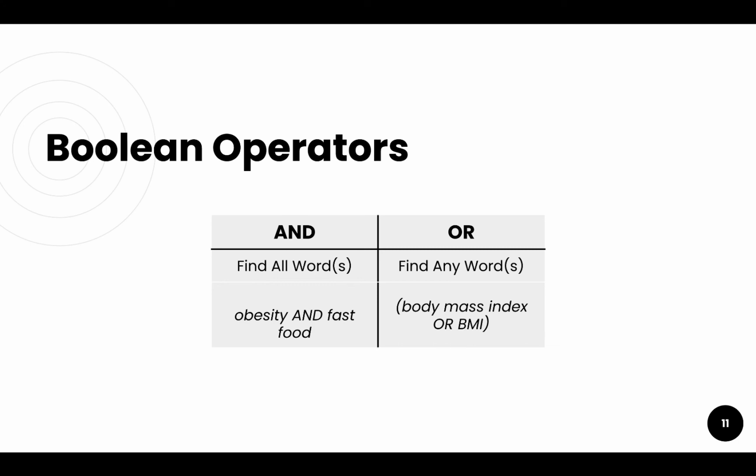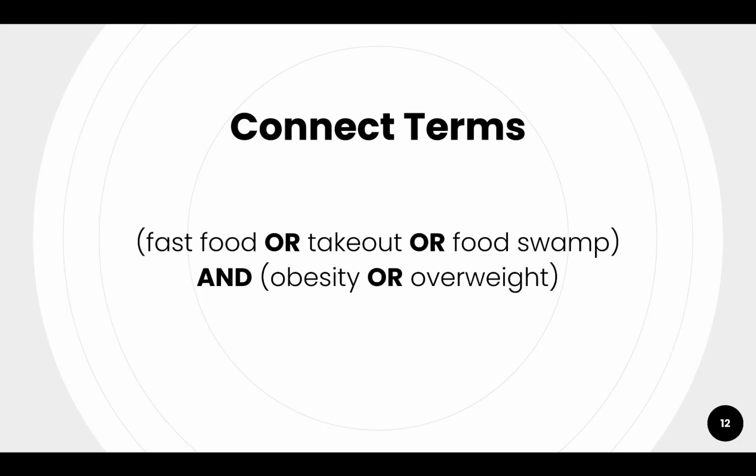Or is most often used between synonyms or like concepts. For example, I could use or between body mass index and BMI, which are keywords that mean the same thing. Using or between the terms will ensure that I am getting all of the research that is covering that particular topic. Or will expand our search results. Based on the keywords we've identified and the Boolean operators we've learned about, we can connect terms and create a search string like the example on the screen. And this search string can be entered into our databases.